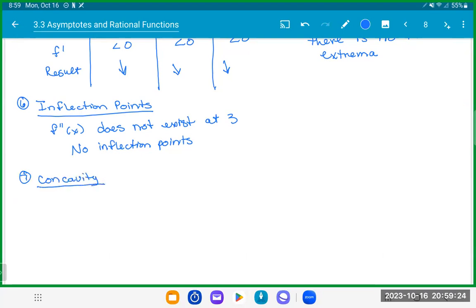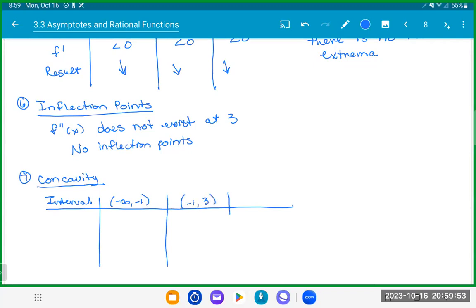Okay, and so remember this one is looking at the same intervals, but now we're looking at our second derivative test. And instead of the result, we're talking about is it concave up or is it concave down? So we have our intervals: negative infinity to -1, -1 to 3, and 3 to infinity.